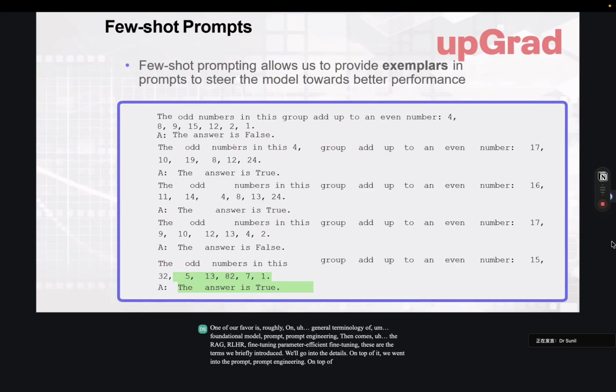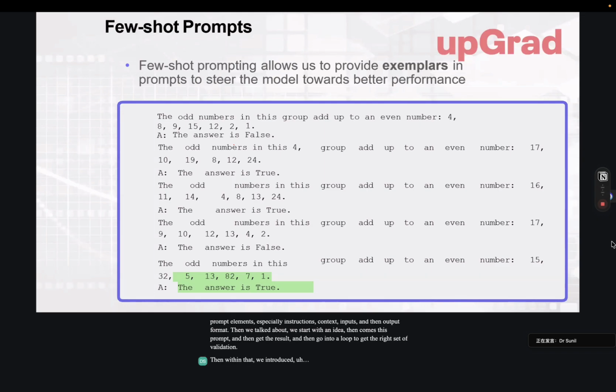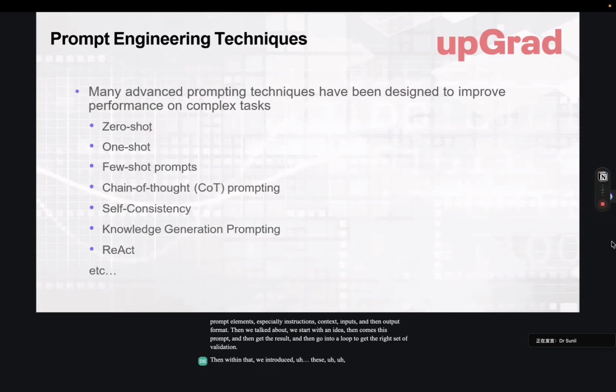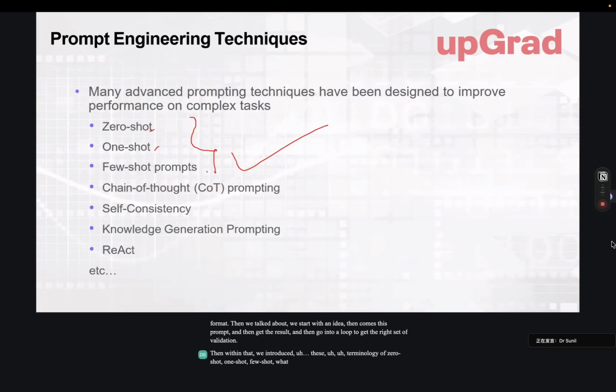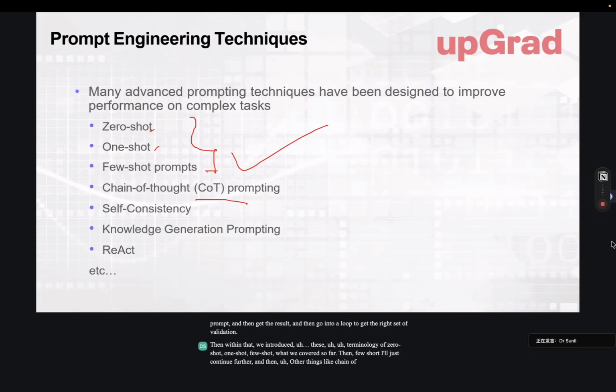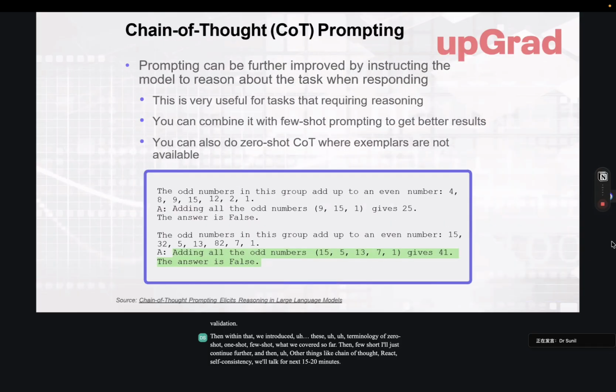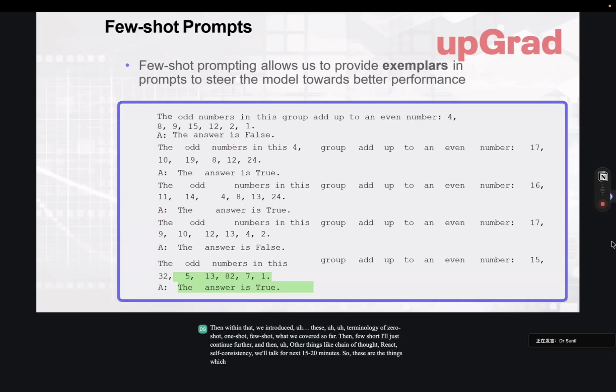We talked about the prompt elements, especially instructions, context, inputs, and then output format. Then we talked about how we start with an idea, then comes the prompt, and then we get a result, and then go into a loop to get the right set of validation. Within that, we introduced the terminology of zero shot, one shot, few shot, what we covered so far. Then few shot, I'll continue further, and then other things like chain of thought, ReAct, self-consistency, we'll talk about for the next 15-20 minutes.